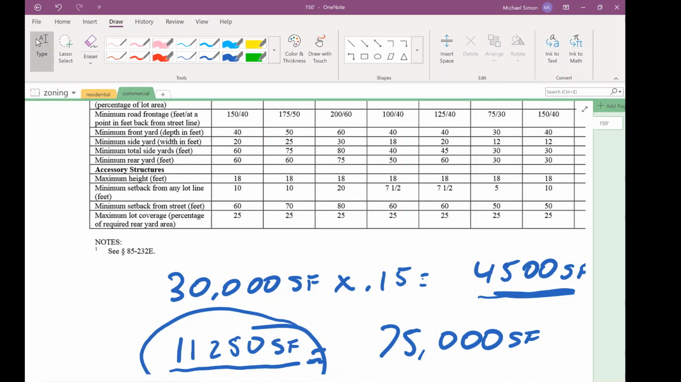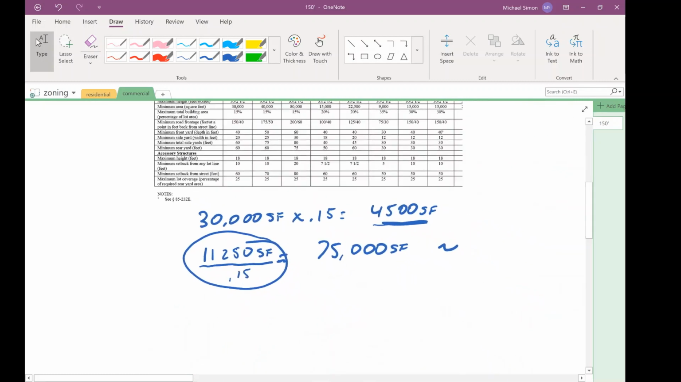And then it cannot exceed 25% of the required rear yard area. So whatever is designated as your rear yard area, however many thousand square feet that is, it cannot be more than 25% of that. So again, it's pretty generous with what they give you. It's not overly restrictive, but those are the requirements.